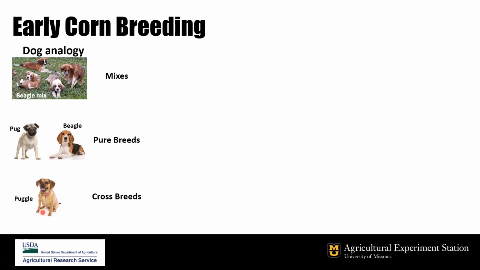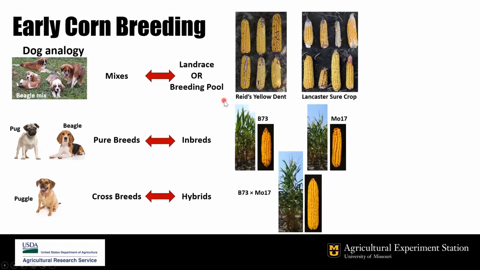Corn has the exact same type of individuals. You can take land races or breeding pools like Reed's Yellow Dent and Lancaster Surecrop, and you can derive pure breeds. So these land races are basically mixes, and the pure breeds are called inbreds in maize. And you can see very distinct characteristics that define what B73 is. Many, many small kernels in a very upright leafed plant compared to Missouri 17, for example, has larger seeds, and the leaves are much more horizontal.